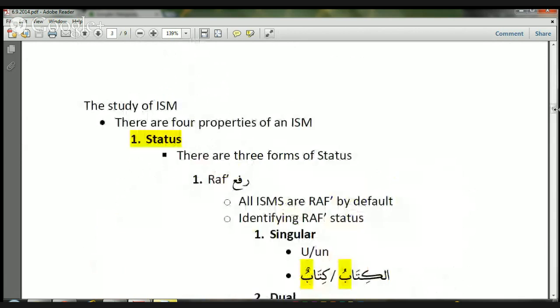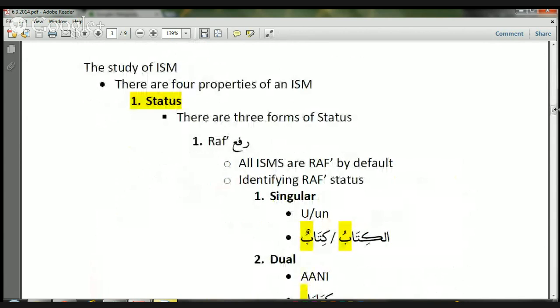And then we did some Quranic examples. And then we started our study of the ism. We mentioned that there are four properties of an ism. Now, we don't know all four properties yet, but yesterday we began to speak about status. And we said there are three forms of status that we will study. The first form of status is rafa. In a rafa status, all isms are considered rafa by default.